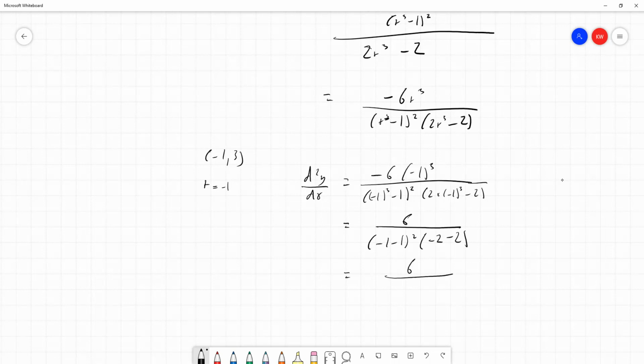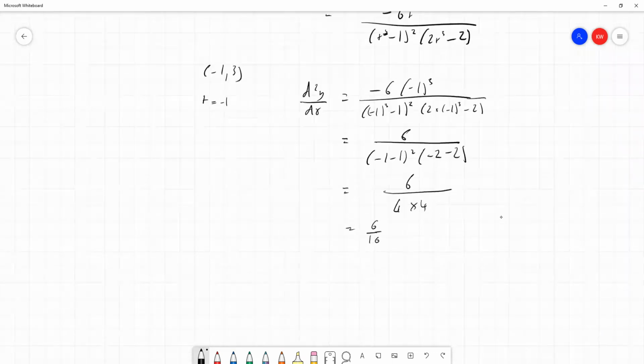So minus 1 minus 1 is minus 2. Minus 2 squared is 4. Minus 2 minus 2 is minus 4. So we're left with 6 over 24. Oh, careful. 6 over 16. And we can work this out, but we don't really need to because it's positive. And positive for this implies this is a minimum turning point.